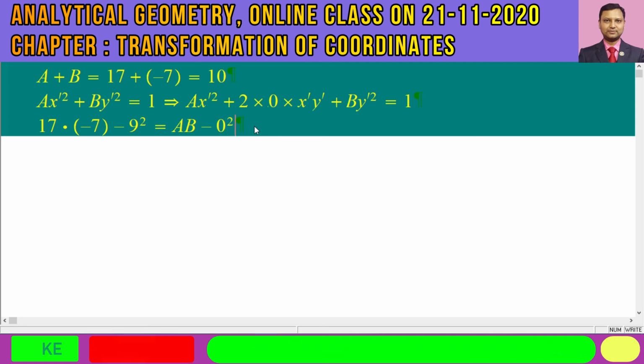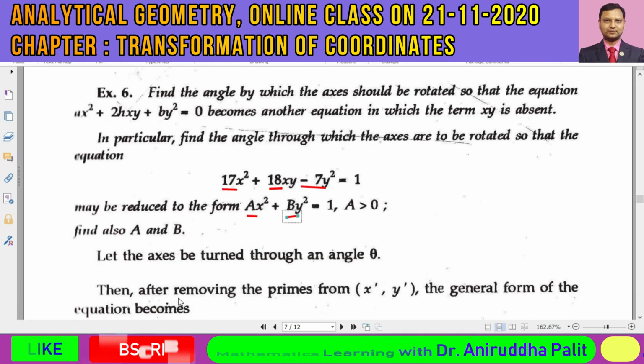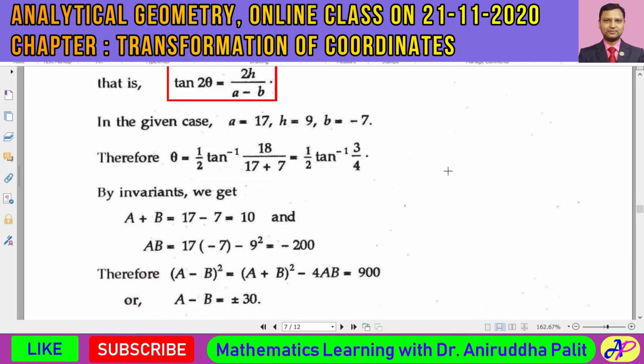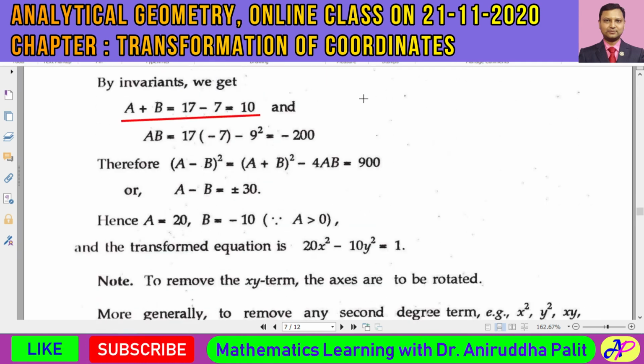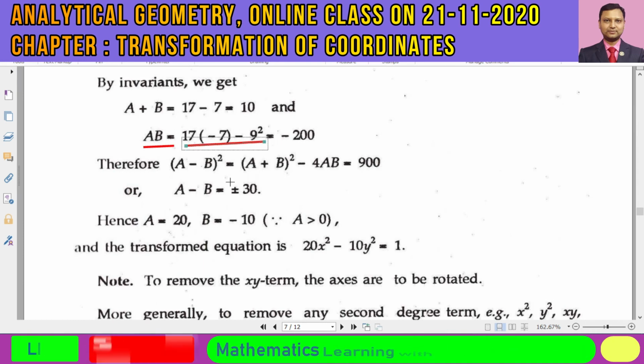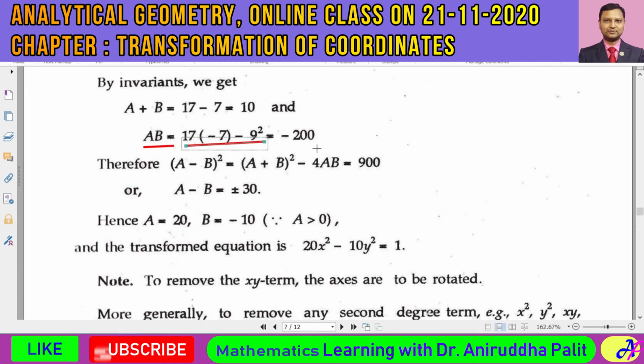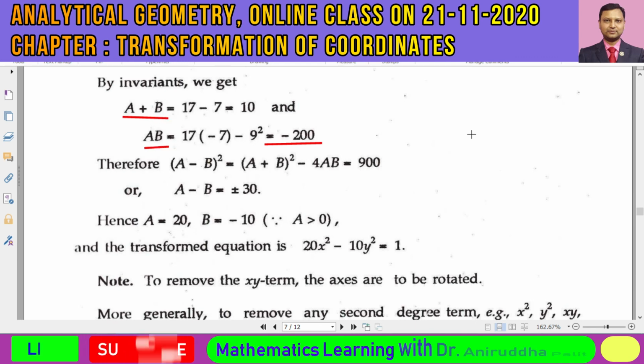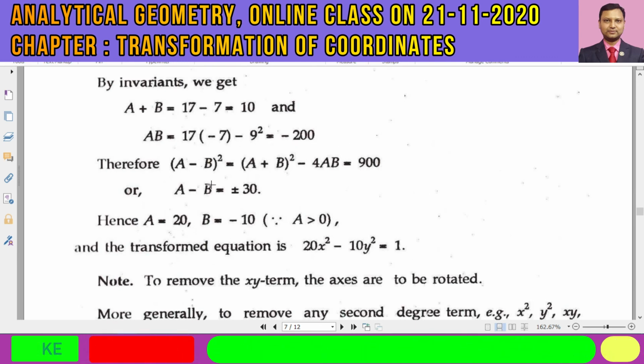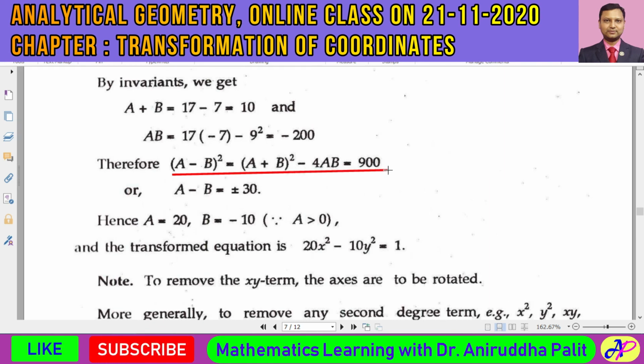Yes, sir. Okay, so now over here they have directly written these two results, that a plus b is equal to 10, no problem. And secondly ab is equal to 17 into minus 7 minus 9 square, which I was trying to show over here. Ultimately it becomes equal to minus 200 by computation. By calculator you can find that this becomes minus 200. So we actually have two equations: a plus b is equal to 10 and ab is equal to minus 200. From these two results you can find a minus b whole square, which would be a plus b whole square minus 4ab, equal to 900, and therefore a minus b should be equal to plus minus 30.